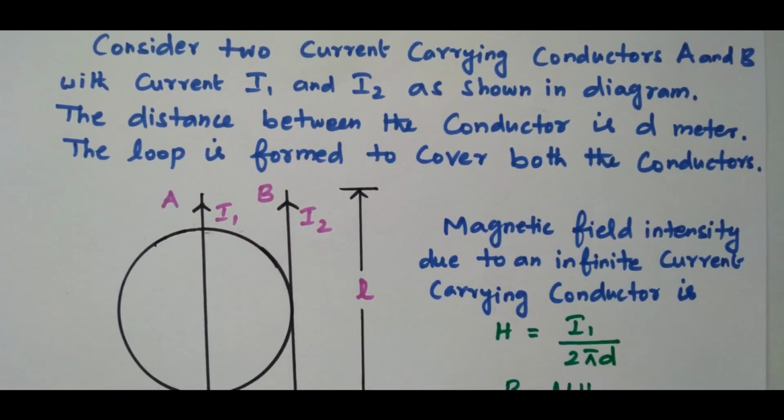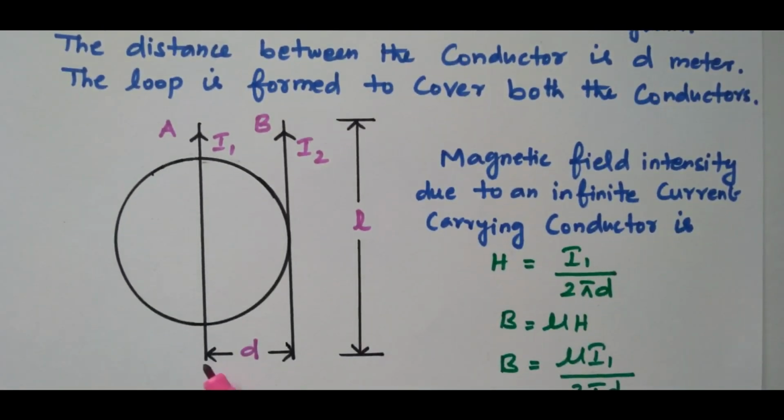Now consider this diagram. So this is conductor A, this is conductor B. There are two conductors available, conductor A and conductor B. The current flowing through conductor A is I1, current flowing through conductor B is I2. In order to apply Ampere's law, we construct the current loop covering both conductor A and conductor B. Only one current loop is available here. Commonly we construct one current loop. The diameter is d meters. The length of the conductor is L meter.